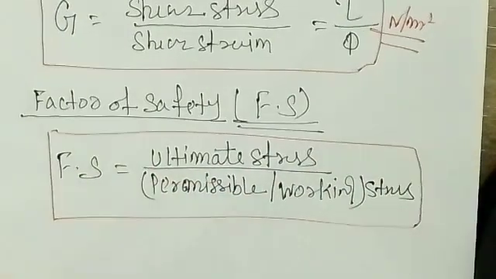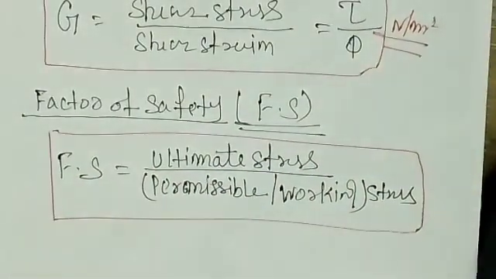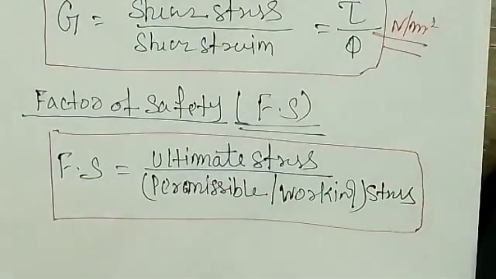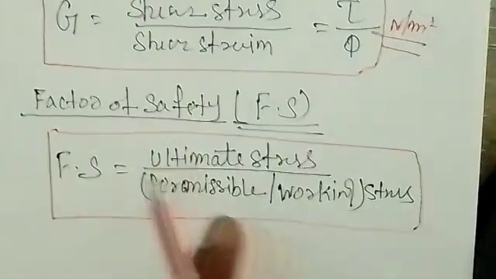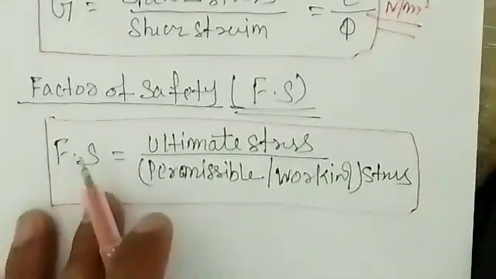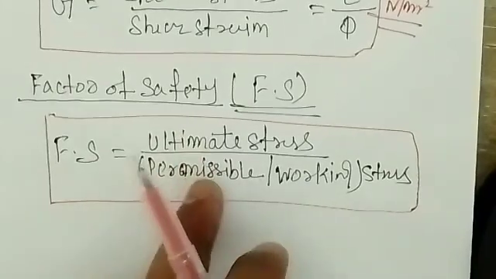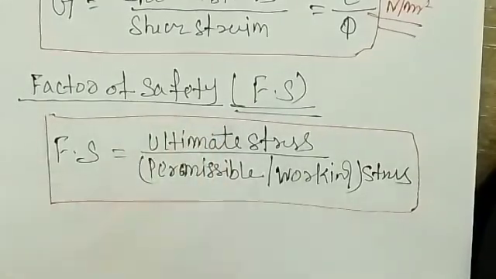Ultimate stress is what? Whenever you select a material, you have to conduct a test. The test we conduct on the UTM machine, the universal testing machine, by which you come to know the limiting value of a material, right? Suppose that limiting value of a material is 50 kilonewton. That is the ultimate stress, meaning up to 50 kilonewton the material can sustain the load, right? And for safe designing, always remember that the permissible stress should always be less than the ultimate stress.